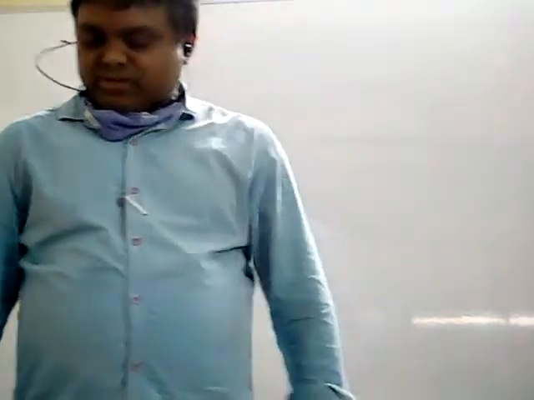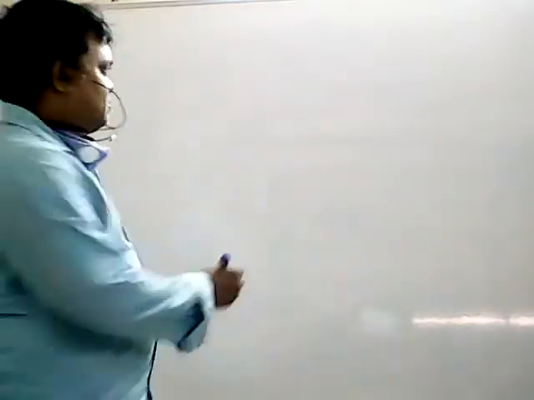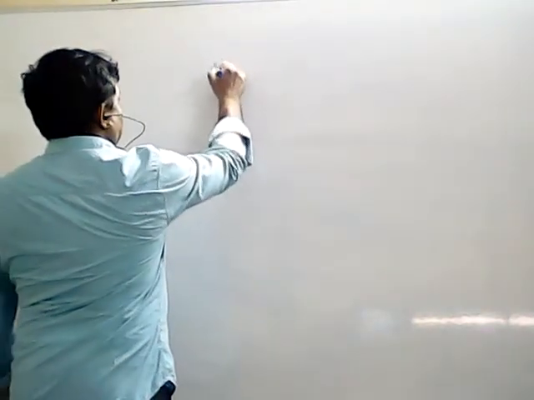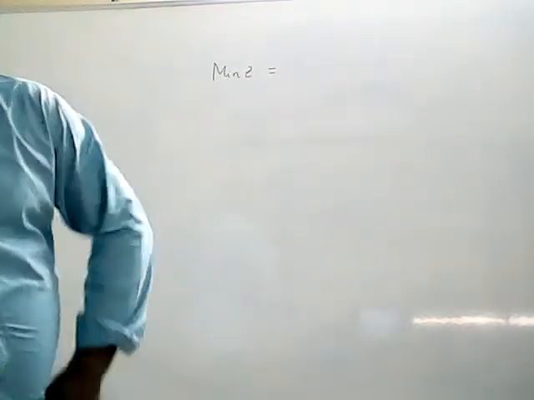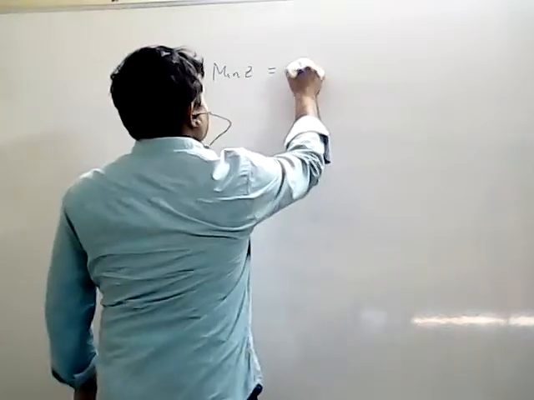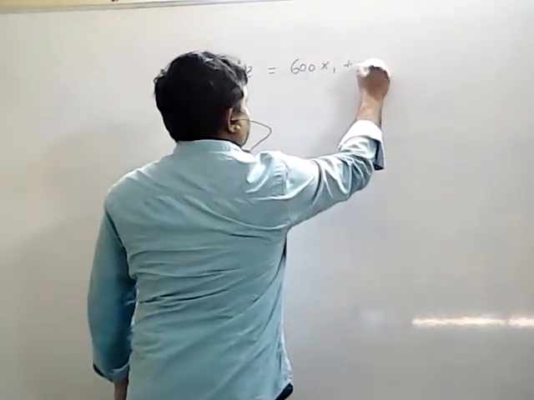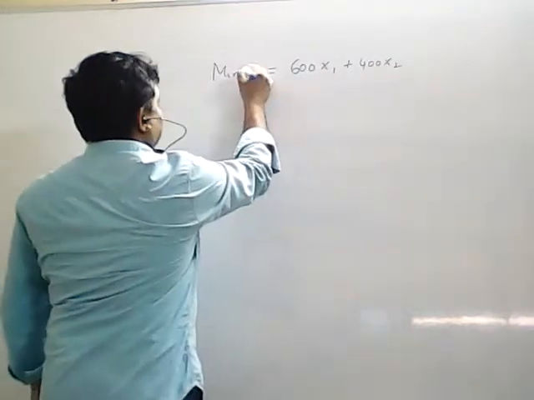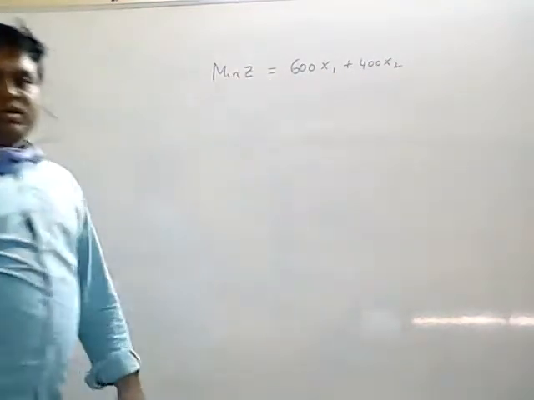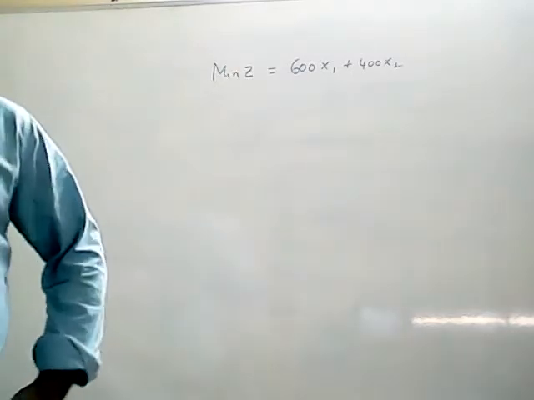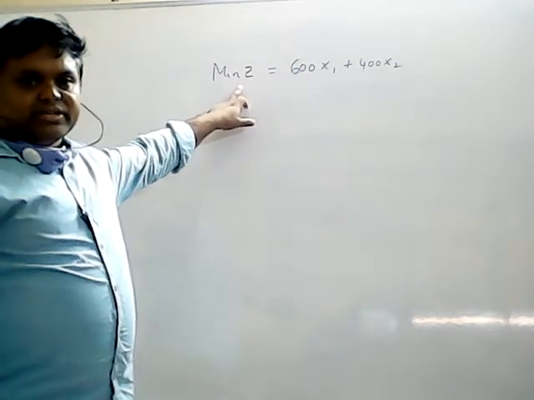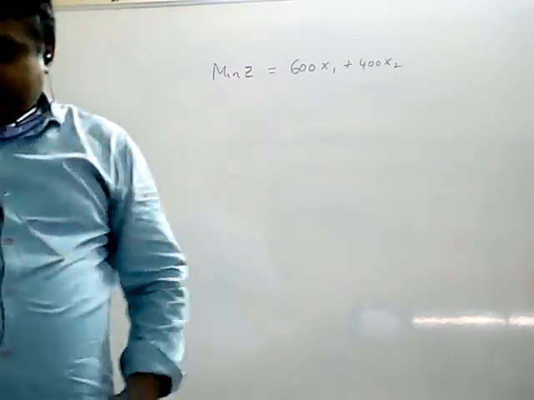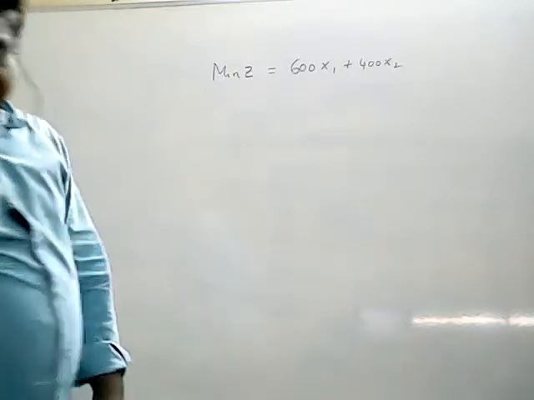Write down the problem: solve the following LPP by using the graphical method. The objective function is minimum z equal to 600x1 plus 400x2. This is the objective function. See, this is minimization, whereas the previous problem we did was maximization. Subject to the constraints.